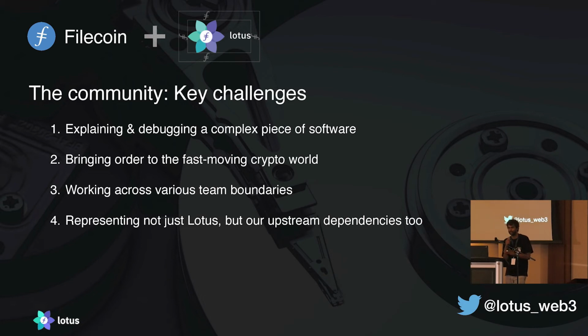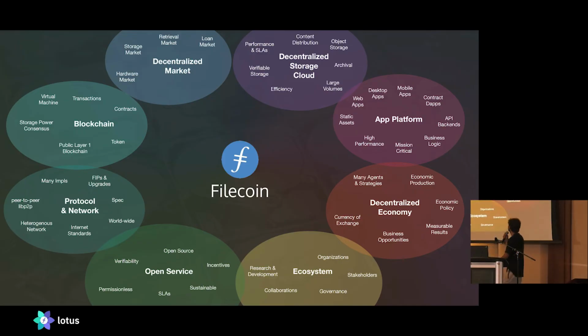And the last point, as I mentioned, I think you wind up not representing just the code that you're building, but also the efforts of various teams upstream of you that are getting shipped through Lotus. Because if we go back to this picture and look at the protocol and network or the blockchain pieces, there's a lot that's actively changing that gets shipped through Lotus.